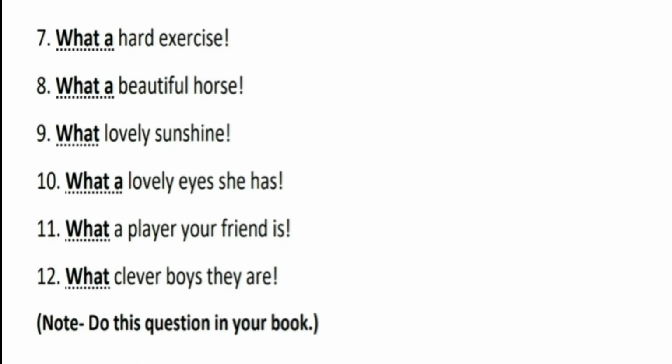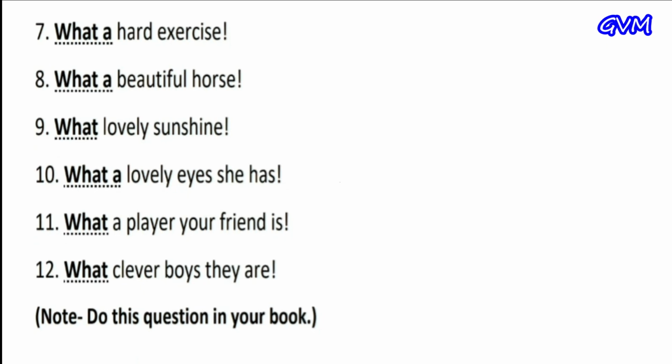8. Dash beautiful horse. And the answer is what? Next, dash lovely sunshine. And the correct answer is what? 10. Dash lovely eyes she has. And the answer is what? Next, dash a player your friend is. And the correct answer is what? Next, dash clever boys they are. And the correct answer is what? Do this question in your book, my dear student.